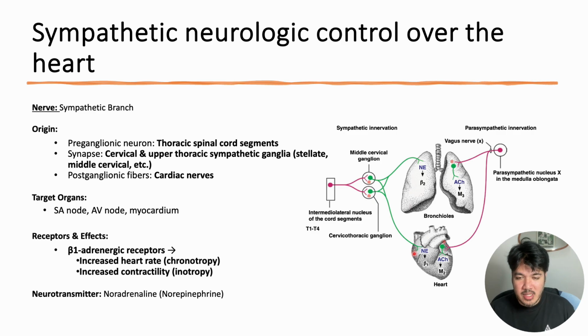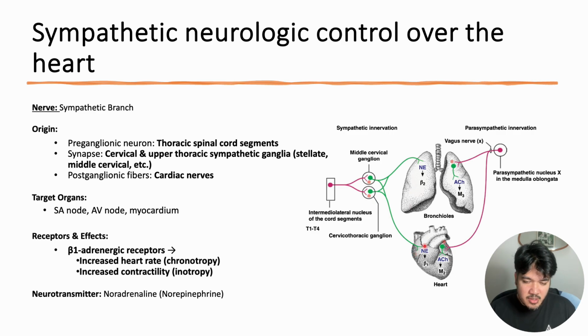The beta 1 receptors respond to noradrenaline, and so if you think about it, when you give a patient adrenaline in the case of cardiac arrest, this is exactly what you're doing. You're stimulating the beta 1 adrenergic receptors. The regions that express these beta 1 adrenergic receptors are the SA node, or the sinoatrial node, the AV node, the atrioventricular node, and your myocardium.